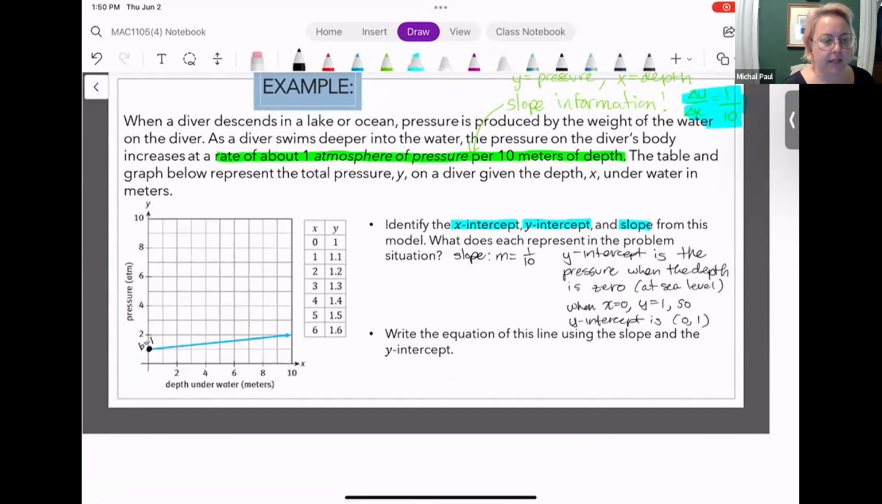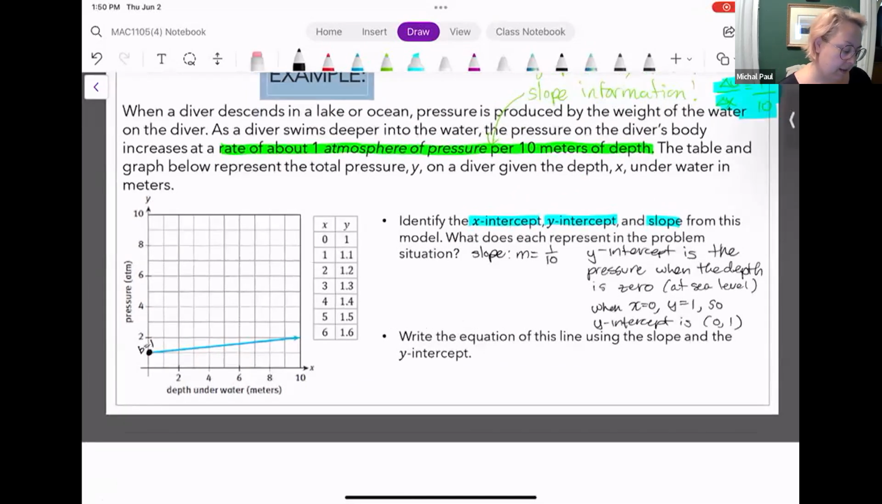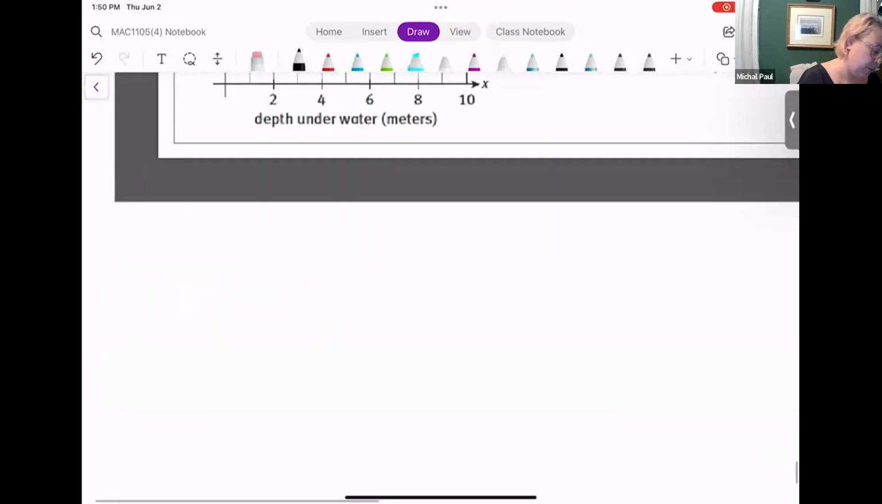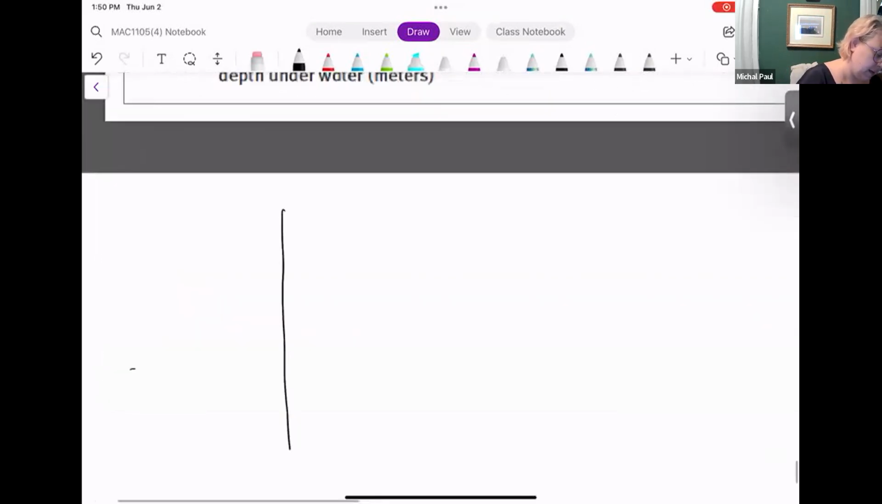Remember, your intercept is given as a point x comma y. The x-intercept is where this graph crosses the x-axis. There's a couple ways you can see it. Do you see right now that this line that we're shown does not cross the x-axis? All right. Can you imagine if we extrapolated?